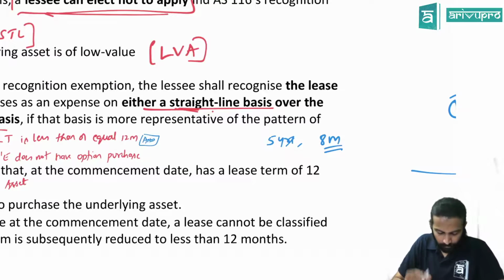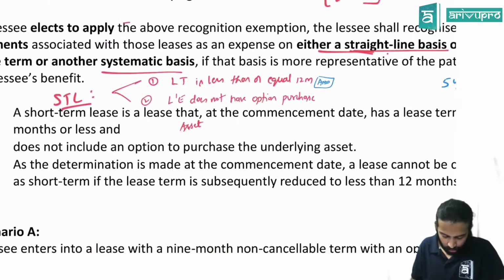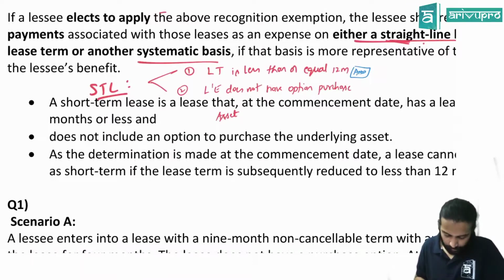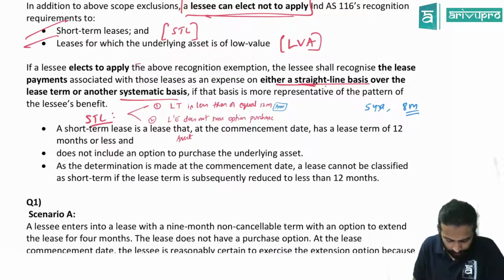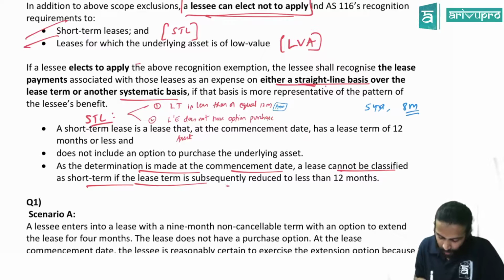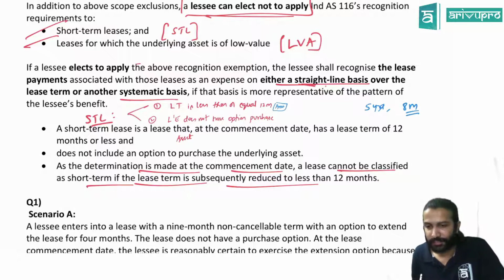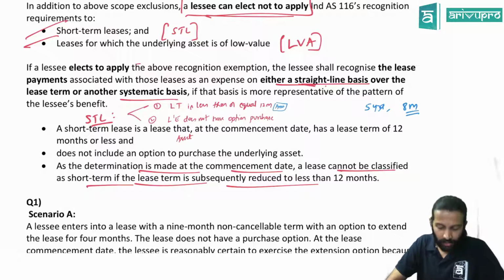That is one exemption they've given. They've called this out here also. If you want, you can write that down. It's there in your chart also. Here also it is there. If you want, you can underline that. As the determination is made at the commencement date, a lease cannot be classified as short term if the lease term is subsequently reduced to less than 12 months. Subsequent reduction will not affect your classification.